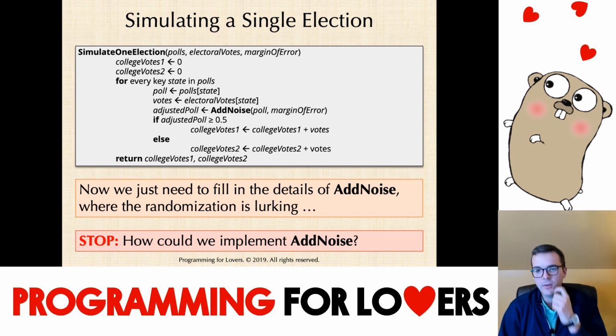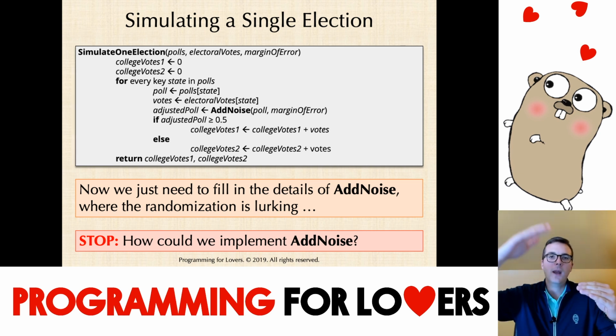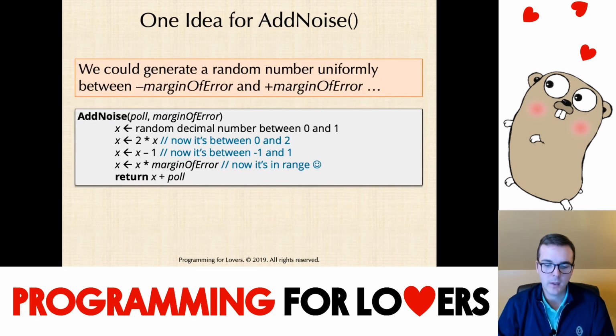One way that students will often come up with is to say, well, maybe I could just generate some random number uniformly from the interval from the negative margin of error to the positive margin of error. So if the margin of error is 5%, I could generate some number in the interval negative 0.05 to 0.05, and then that will allow me to go up or down. It's not going to preference one candidate, and I can simply add the polling value to that random number between negative margin of error and margin of error that I find, and that would be one way of doing it.